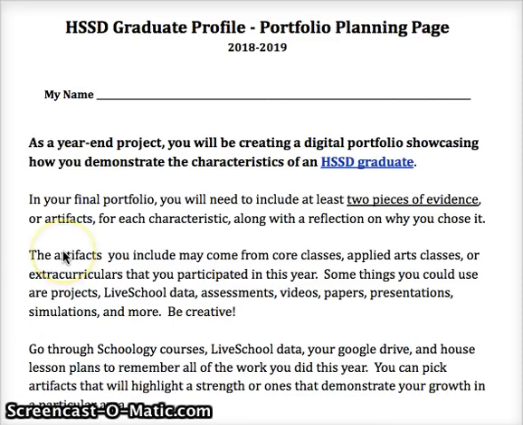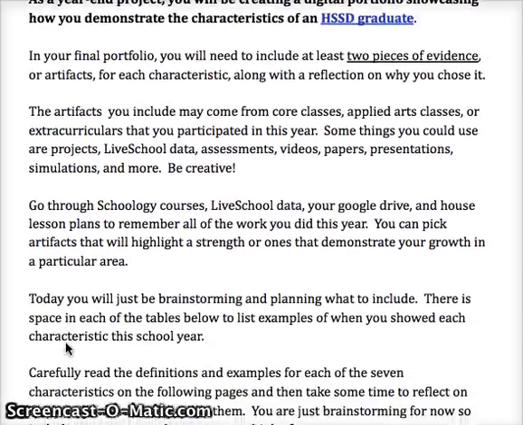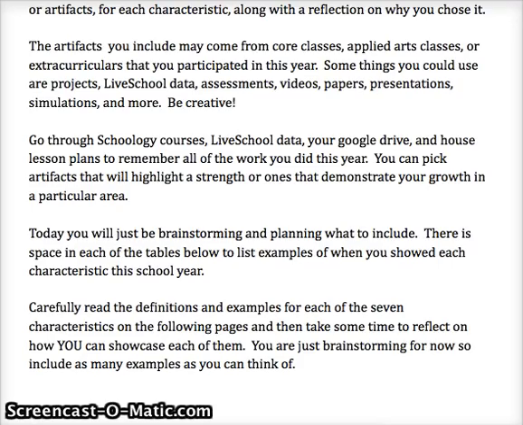In your final portfolio, you will need to include at least 2 pieces of evidence or artifacts for each characteristic, along with a reflection on why you chose it. The artifacts you include may come from core classes, applied arts classes, or extracurriculars that you participated in this year. Some things you could use are projects, live school data, assessments, videos, papers, presentations, simulations, and more.